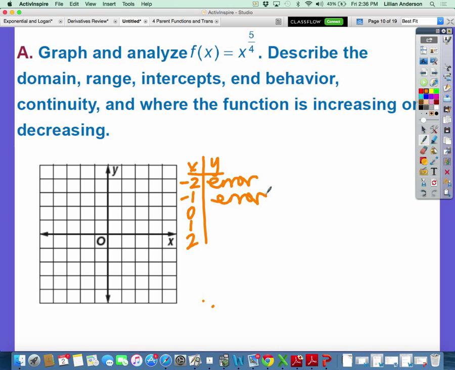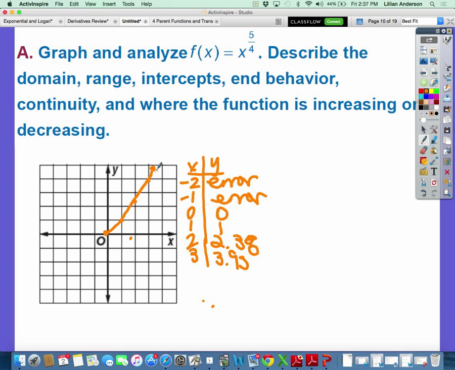When you plug in 0, what'd you get? 0. And 1? 1. And 2? 2.38. So this is what we have: 0, 0, 1, 1, and 2, 2.38. Now, this is not a straight line. This is actually going to end up being a little bit of a curve, because if I plug in 3, I'm going to get 3.95. And this is kind of curving out a little bit.